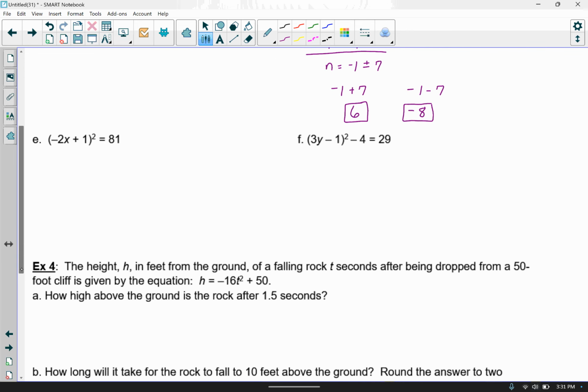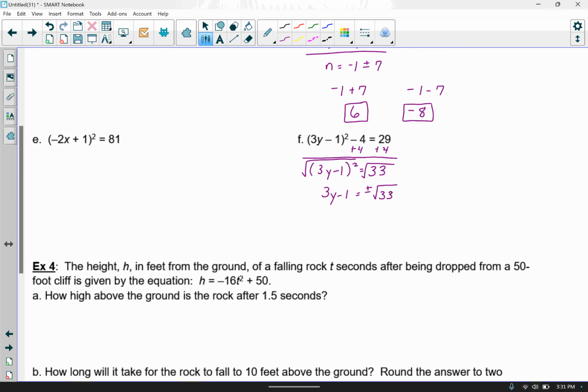All right, and then I'm going to do one more here with you in letter F. I want to get closer and closer to getting that y all by itself, so I'm going to take that 4 over. So the square root, 3y minus 1 squared equals 33. And then I want to take the square root of both sides. So then the square root of something squared is just 3y minus 1. Anytime you take the square root, you put a plus or minus. That can't be reduced any further, so I'm just going to have to leave it at the square root of 33.